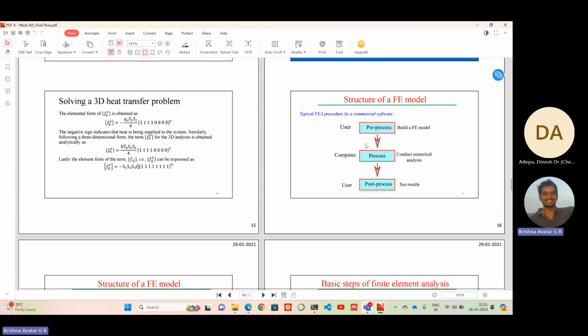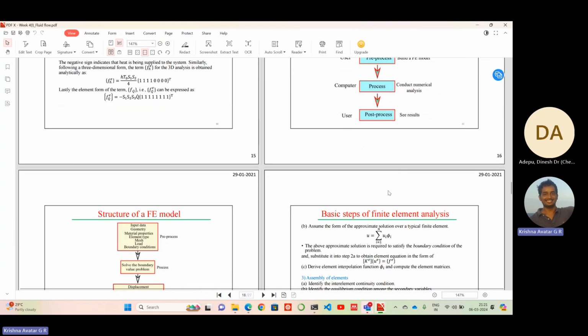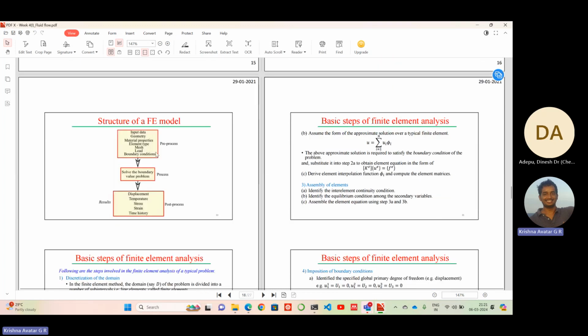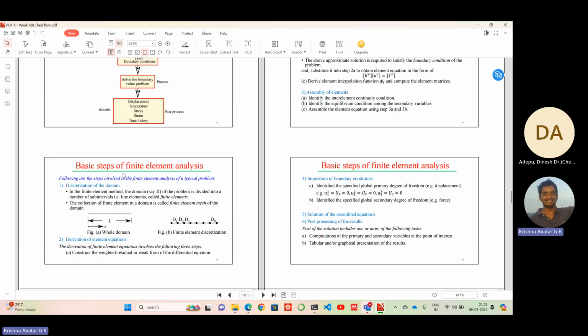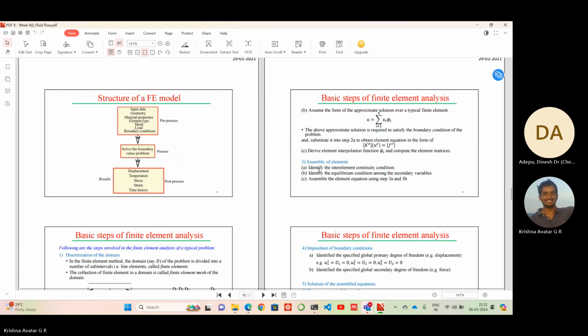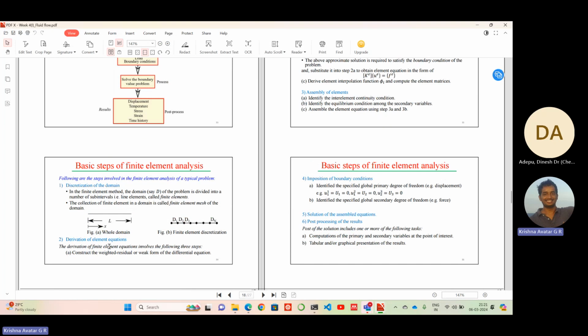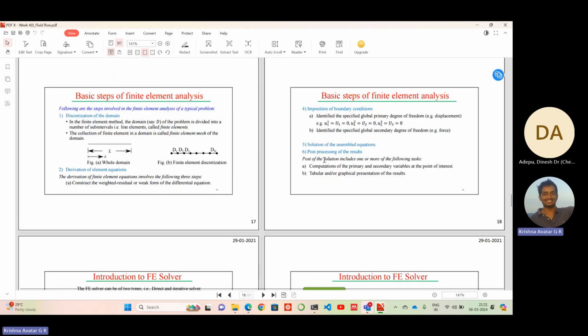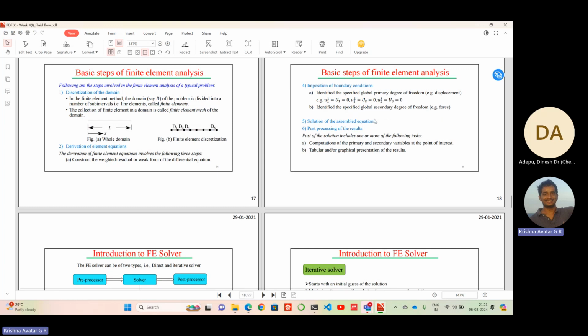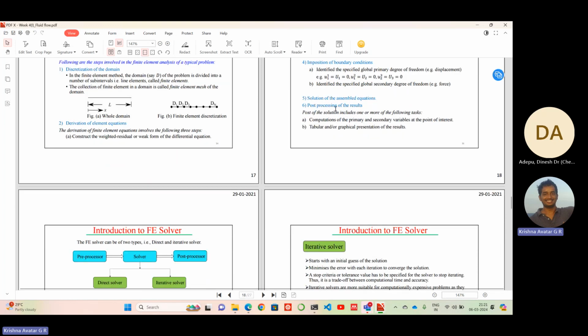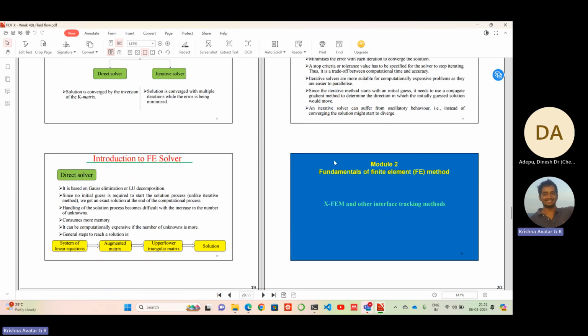Now, how do we solve it using typical commercial software? We pre-process, which means we build a FE model, then we use the computer to process or conduct numerical analysis, and then post-process to see the results. I'm sure we are aware of this. And then, the steps of finite element methods: we first discretize the domain, then derive the element equations, then impose the boundary conditions, then form the assembly equation, then solve for displacements or whatever is unknown, and then we post-process the results. So ultimately, that's how it is.